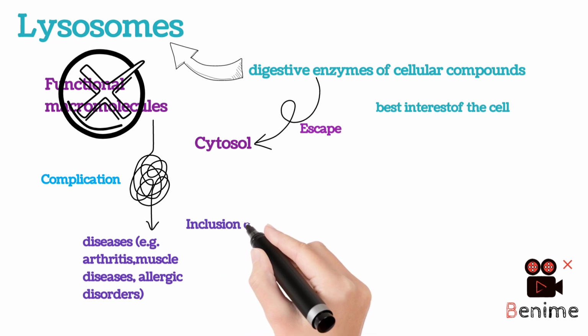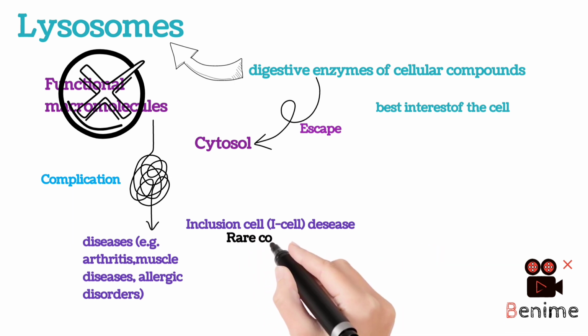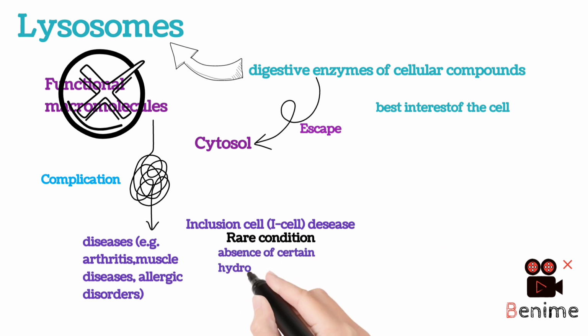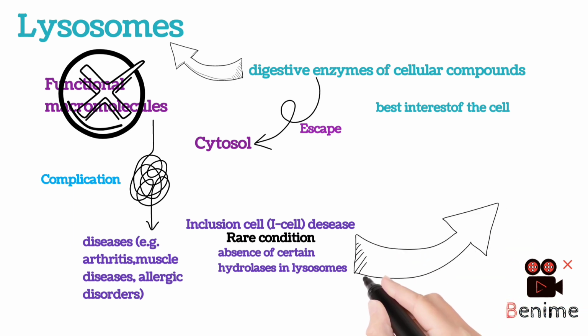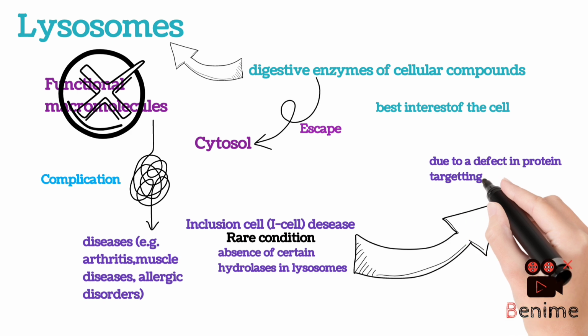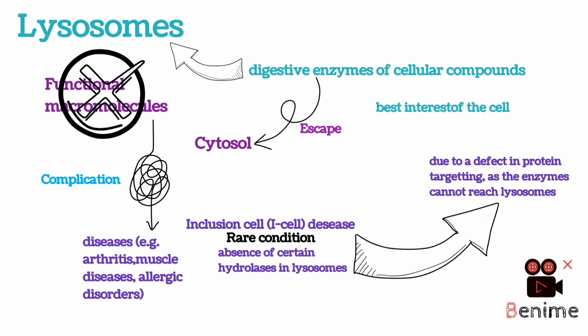Inclusion cell, or I-cell disease, is a rare condition due to the absence of certain hydrolases in lysosomes. However, these enzymes are synthesized and found in the circulation. I-cell disease is due to a defect in protein targeting, as the enzymes cannot reach lysosomes.